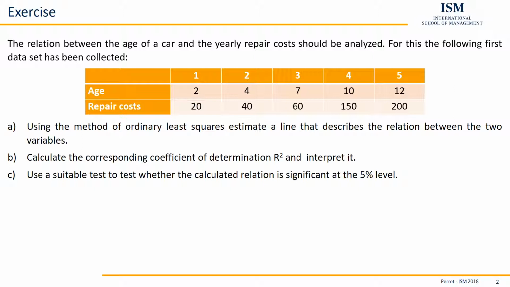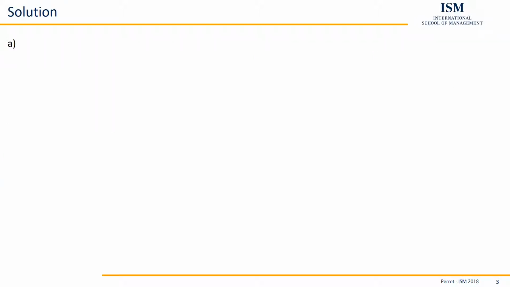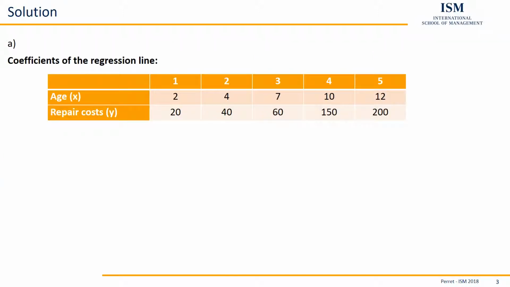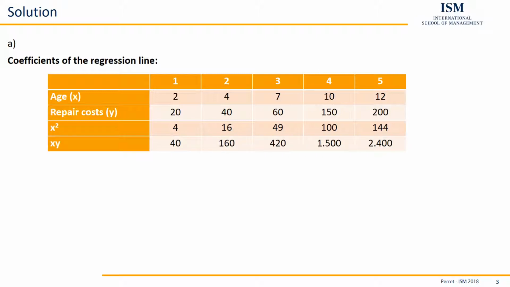So let's start with the regression line. For this, we copy our table. We know x is the independent, the repair costs are the dependent variable. So we extend our table by the squares of the age and by x times y, so age times repair costs. In addition to this, we also calculate the average of all of the 4 data series. Because when we want to calculate the regression line, we only need those 4 last values.